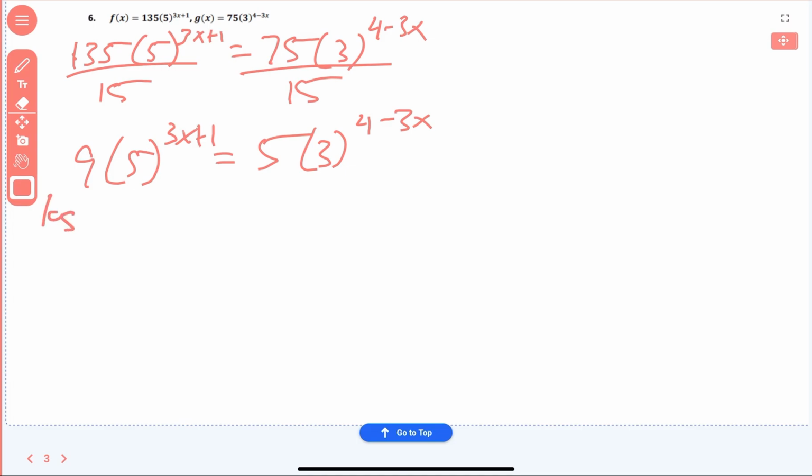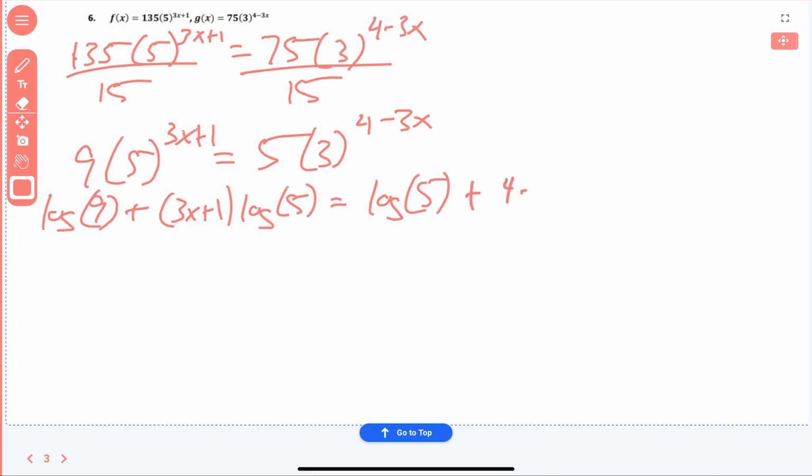So that's just going to leave us with log 9 plus 3x plus 1 log 5 equals log 5 plus 4 minus 3x log 3. Everybody with me so far? Now, let's do this. Can I do that though?